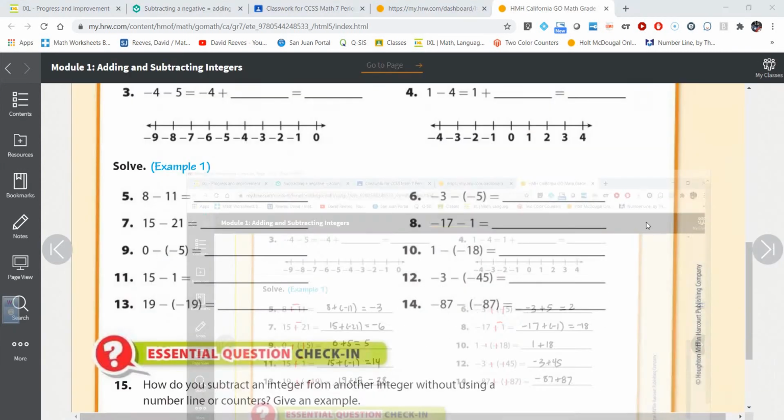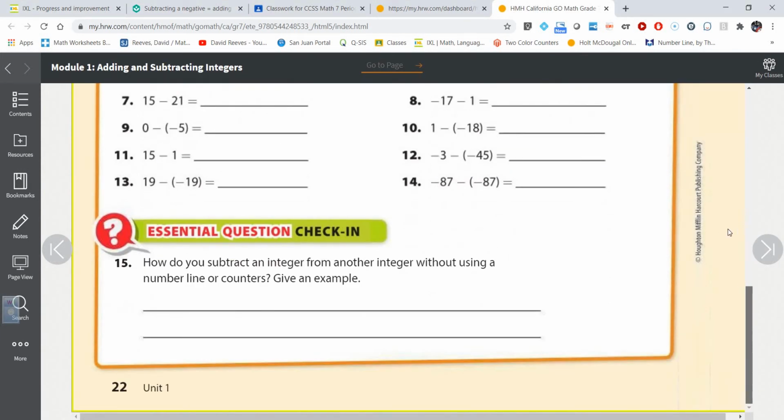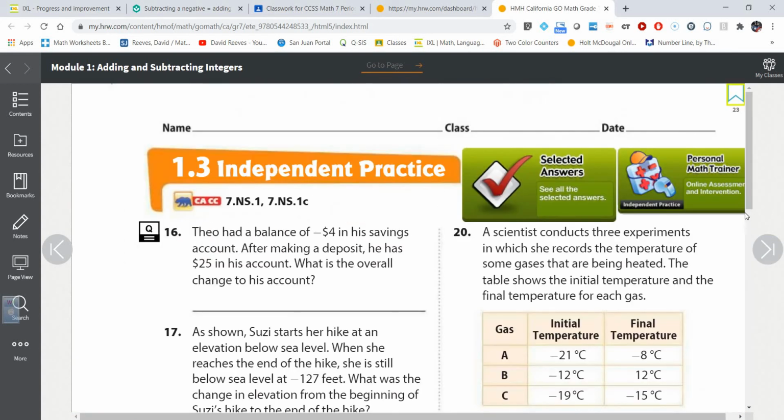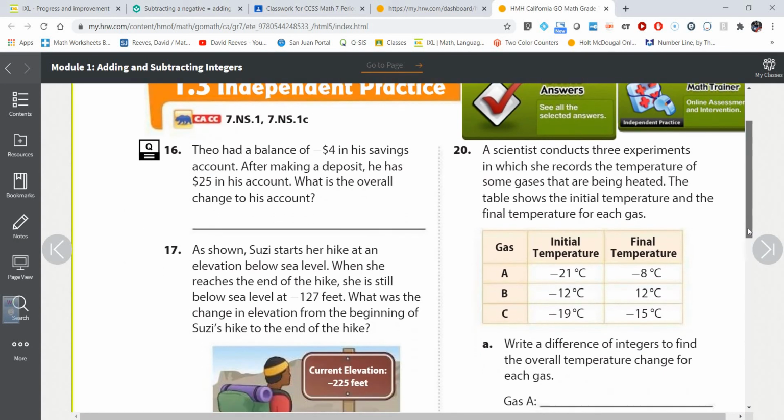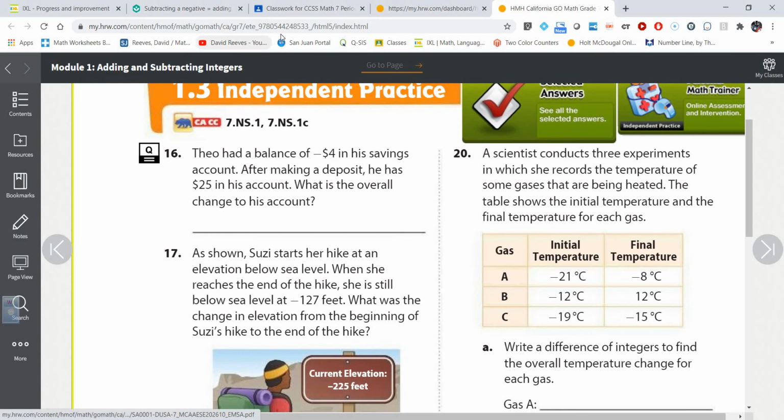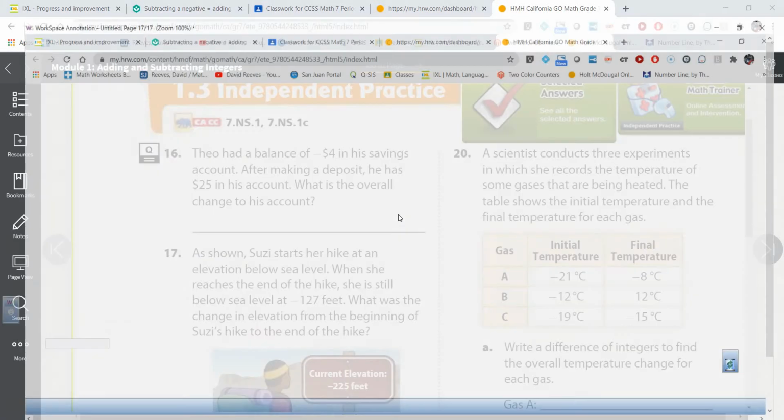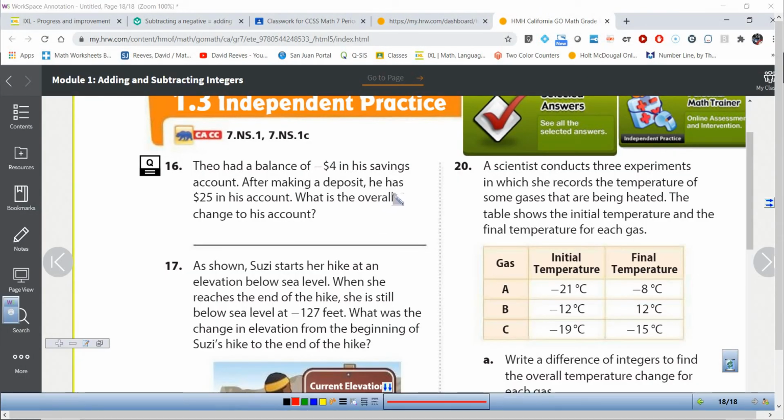All right. Okay, let's look at a couple word problems, and then this video will be done, and then you can make sure you do your practice. All right, Theo had a balance of negative 4 in his savings account. After making a deposit, he has $25. What is the overall change?